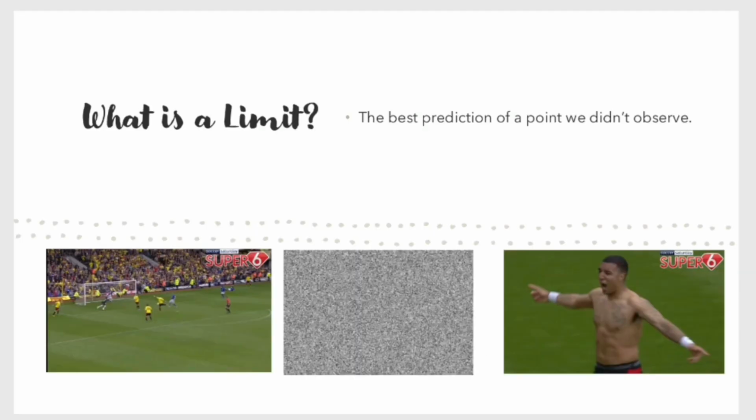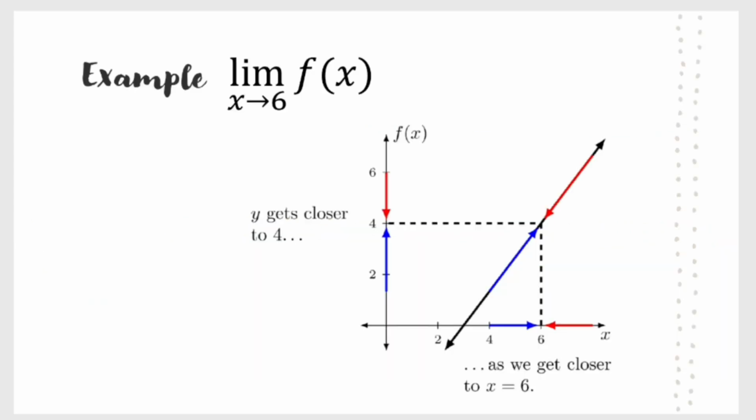What is a limit? It is the best prediction of a point we didn't observe. Example, we have here the limit of a function as x approaches 6. As the value of x gets closer to 6, the value of y gets closer to 4. That's why the limit of the function as x approaches 6 would be 4.